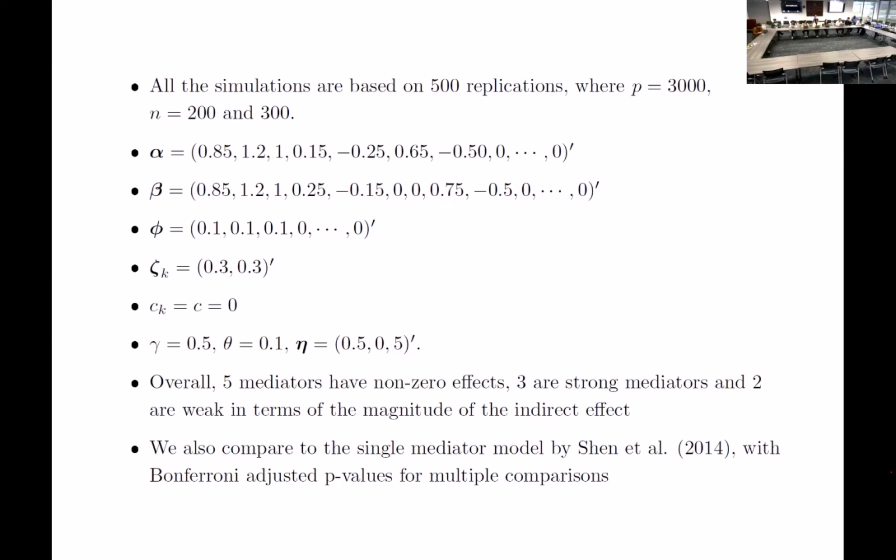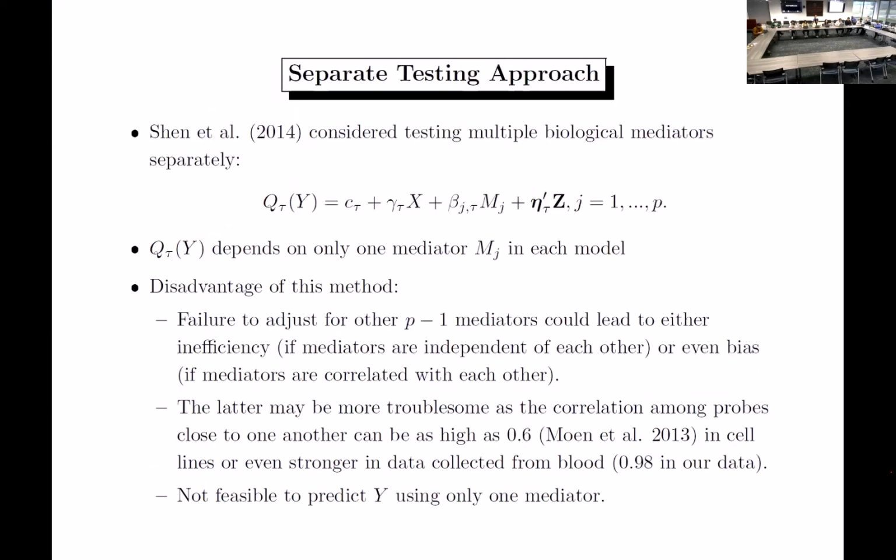We also compare to another model by Shen et al. That's a single mediator model. What they do is simple: they fit each mediator separately in a quantile regression, and then do a Bonferroni correction for the p-value. So this q_tau depends on only one mediator in each model.